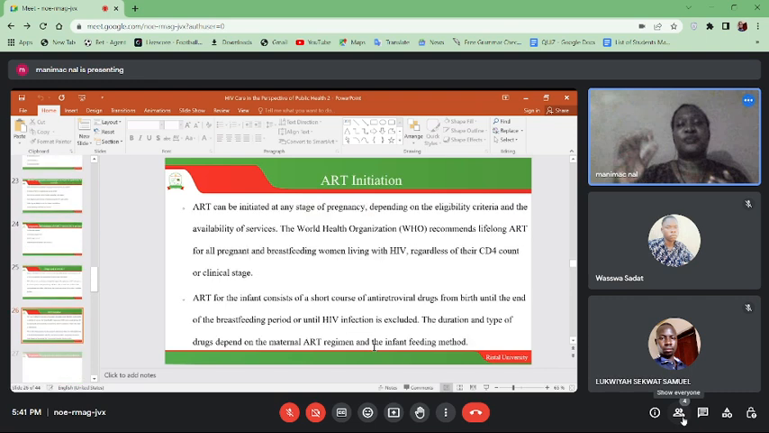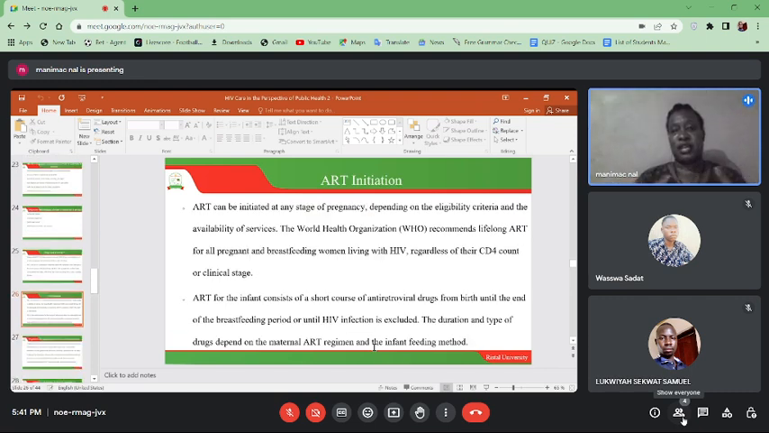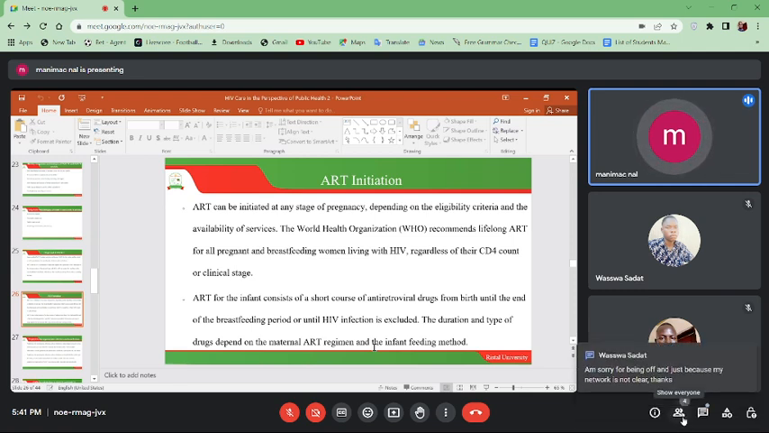So more to that, how can we initiate ART? The initiation of ART can be initiated at any stage of pregnancy, depending on the eligibility criteria as well as the availability of services. So WHO recommends lifelong ART for all pregnant women as well as breastfeeding women living with HIV, they must take ART such that they don't expose their babies to HIV and AIDS.